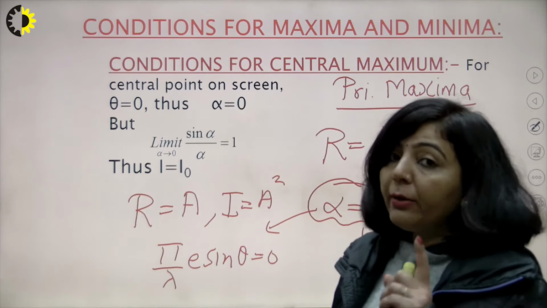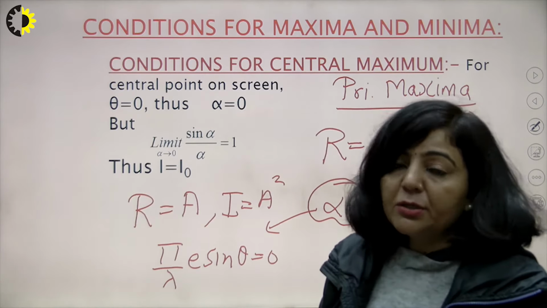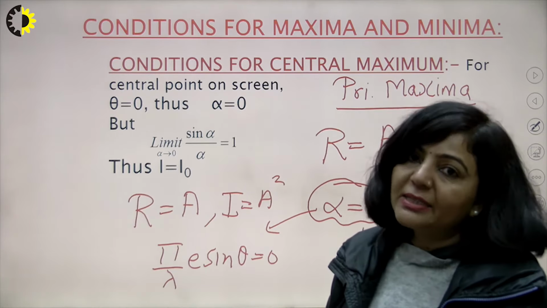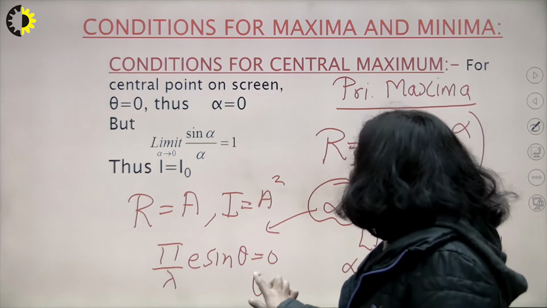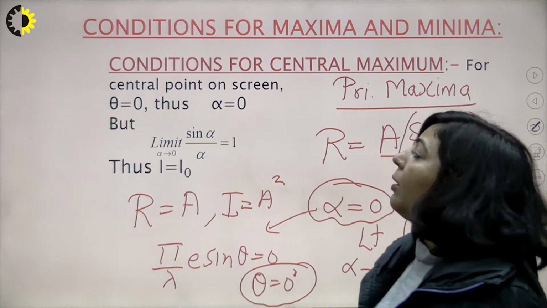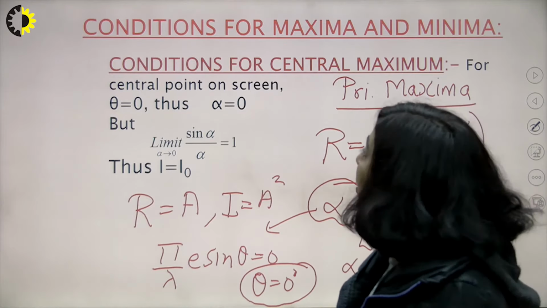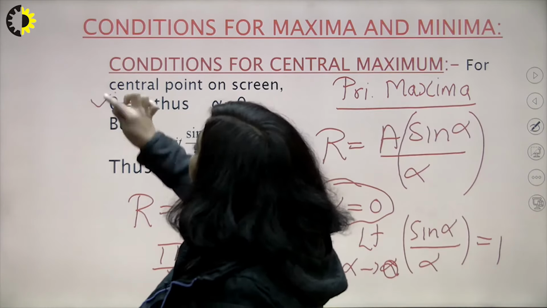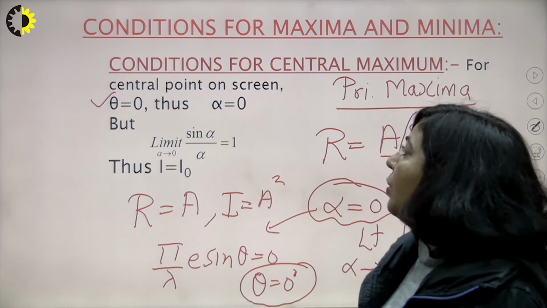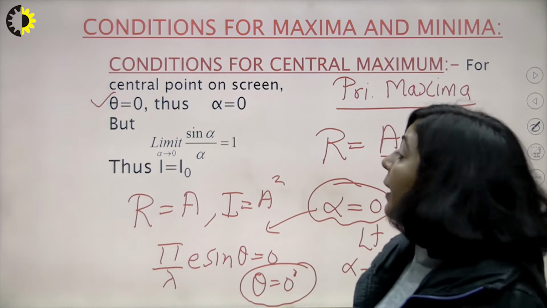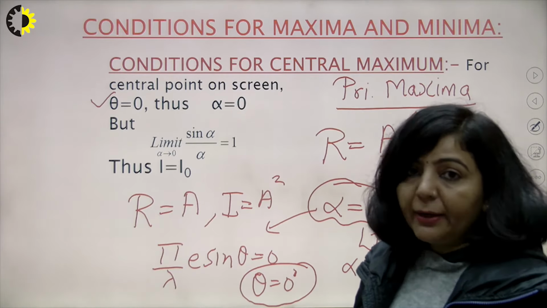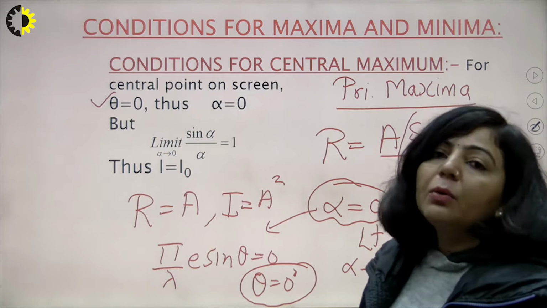And since you will get only one maxima with maximum intensity, there will be one angle of diffraction for which you are going to get maximum intensity. According to this, theta is equal to 0. So what is the condition for central maxima? You get the central maxima when theta is 0, when alpha is 0, and at that point the resultant amplitude will be equal to capital A, and the resultant intensity will be equal to A square.